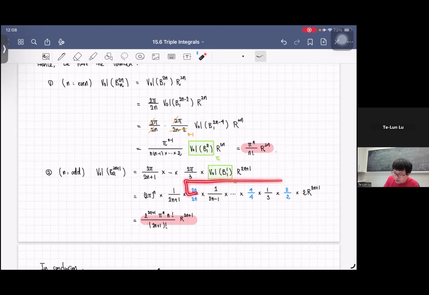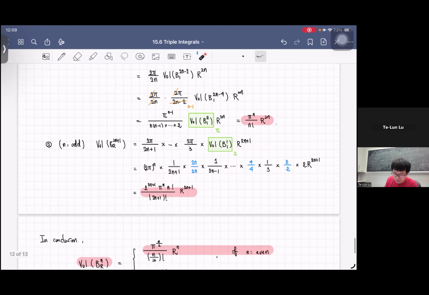And in the numerator, if I factor out 2, you get n times n minus 1 all the way to 1, with 2 to the n, right? So you have 2 to the n here, and 2 to the n here, which gives you 2 to the 2n. The extra 2 comes from the volume for the one-dimensional ball. You have pi to the n, and then finally, n factorial, which you just investigated previously. So this will be the formula for the odd dimensional ball.